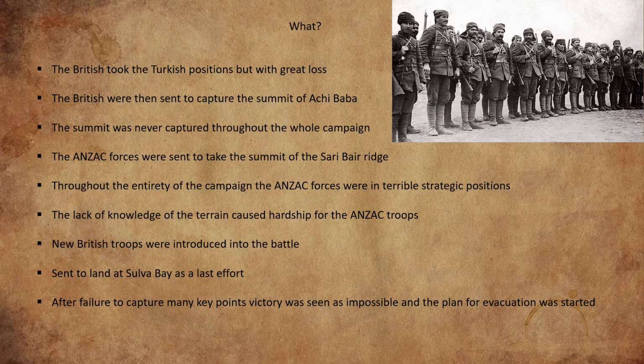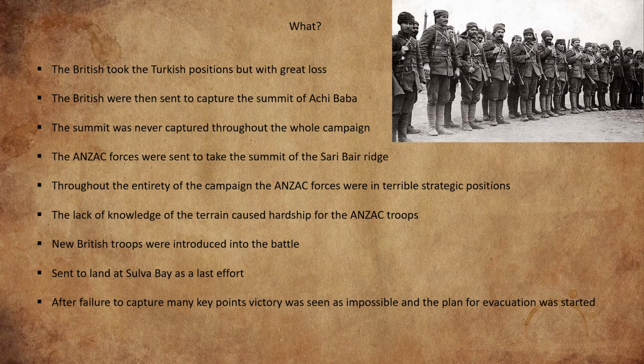The Anzac forces, or the Australian and New Zealand forces, were sent to take the summit of Sari Bair Ridge. Throughout the entirety of the campaign, they were in terrible strategic positions, and the lack of knowledge of the terrain caused hardship for those troops. Because of their deployment spot where they landed, it was very hard for them to push back to where they were supposed to land in the first place to take Sari Bair Ridge and end up meeting with the other Allied forces.